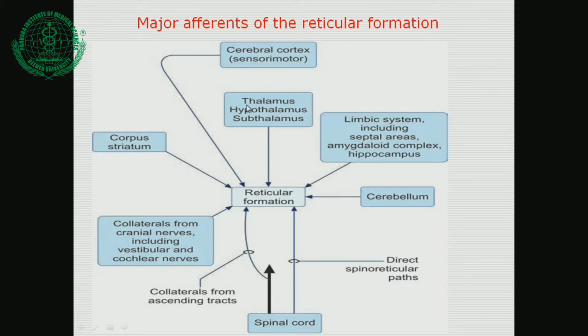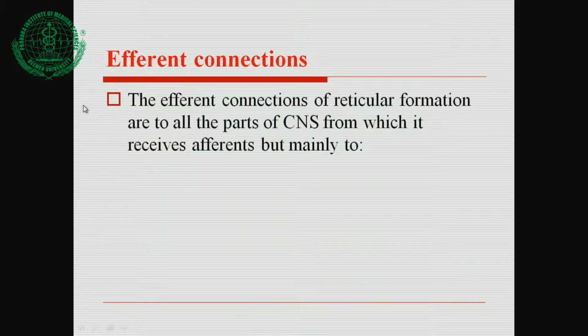So these are the major efferents of the reticular formation: cerebral cortex, thalamus, hypothalamus, subthalamus, limbic system including septal areas, amygdaloid complex, hippocampus, cerebellum, spinal cord, collateral from the ascending tracts, collateral from the cranial nerves, vestibular and cochlear nerves, and corpus striatum. Efferent connections of the reticular formation, that is the going away pathway of the reticular formation.